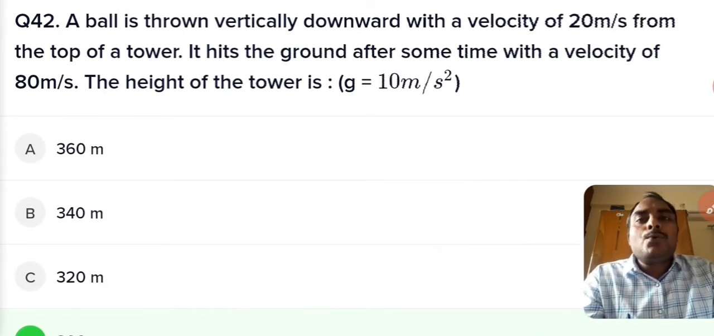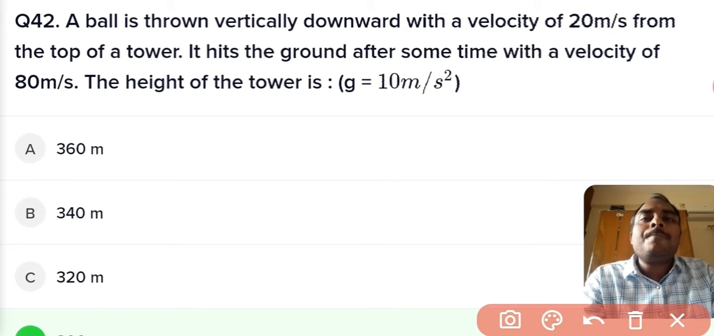Question number 42. A ball is thrown vertically downward with a velocity of 20 meter per second from the top of a tower. It hits the ground after some time with a velocity of 80 meter per second. The height of the tower is. So it is a kinematics formula. We can use a simple formula. They have given us initial velocity 20, final velocity 80, and it is coming downward.